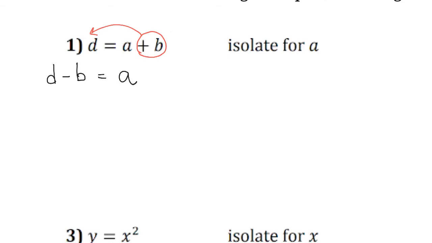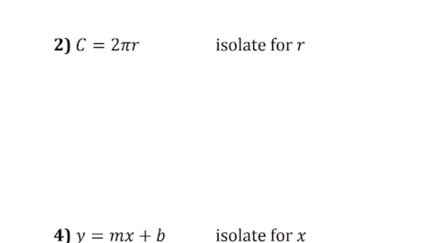In question number 2, we have a brand new formula. C is equal to 2 multiplied by pi, the Greek symbol for pi, multiplied by r. Now you might recognize this formula, you've probably seen it before. We use this formula to calculate the circumference or the perimeter around a circle. So for this particular formula, they are asking us to isolate for r. So we want to get the letter r by itself.